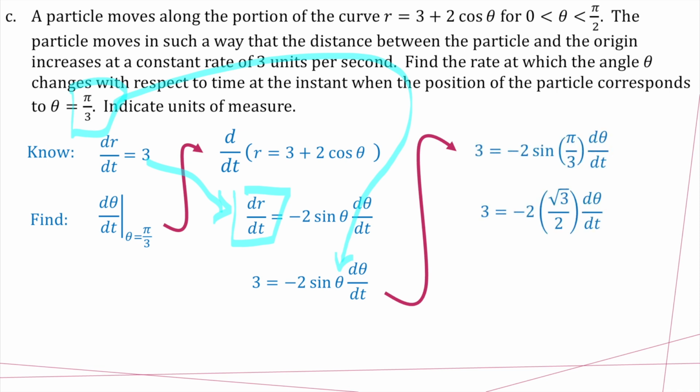Sine of pi over 3 is root 3 over 2, and then we can just solve for d theta dt. The last part asked us to indicate units of measure. In this case, that would be radians per second, and we're done.